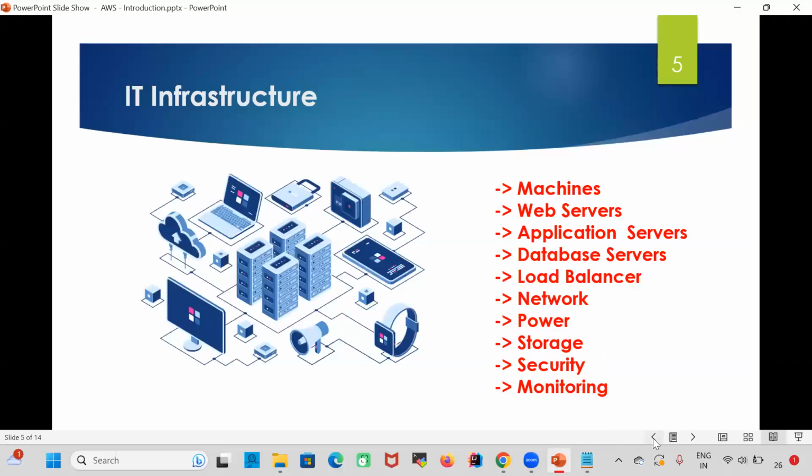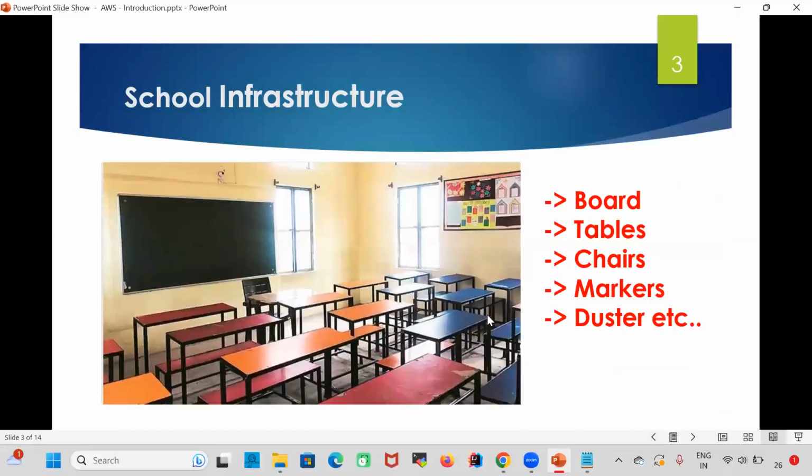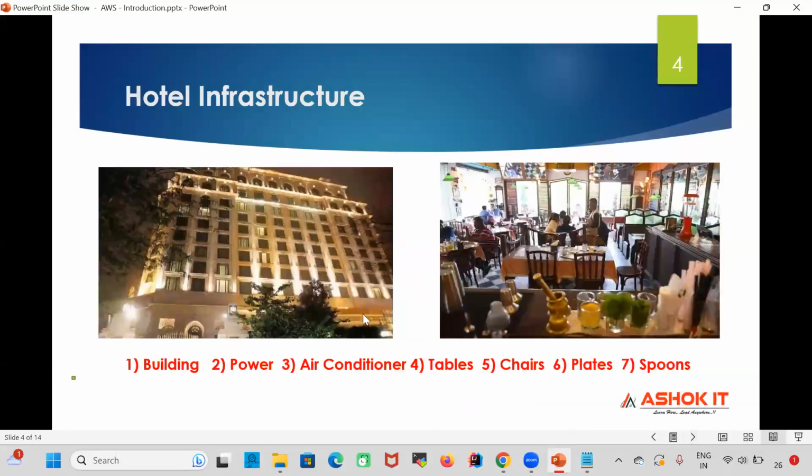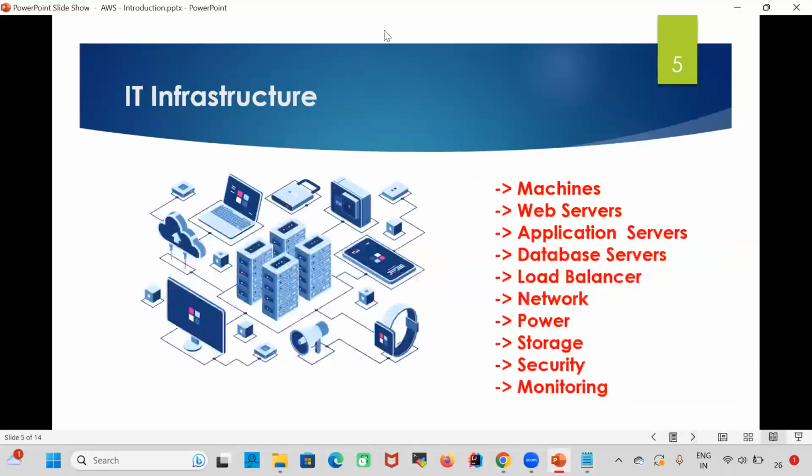To run the school, the related infrastructure we have to purchase and set up. To run the hotel, the related infrastructure we have to purchase and set up. Similarly, if you want to run one software company, then you need to purchase the infrastructure that is required for software project development and project execution.